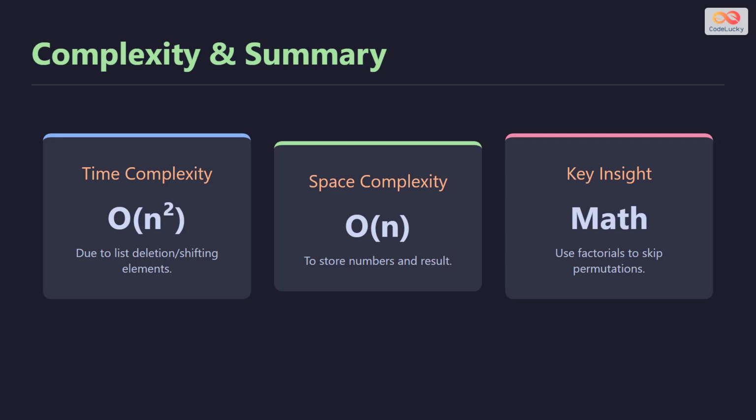This mathematical approach is much faster. The time complexity is O of n squared because removing an element from an array shifts the remaining elements. The space complexity is O of n to store the numbers and the result. By using the factorial number system, we solved the problem without generating billions of unnecessary permutations.